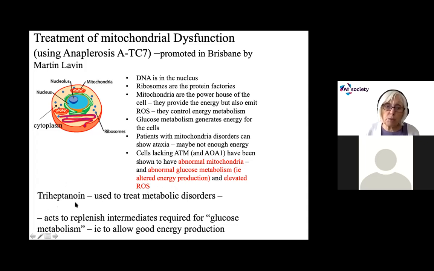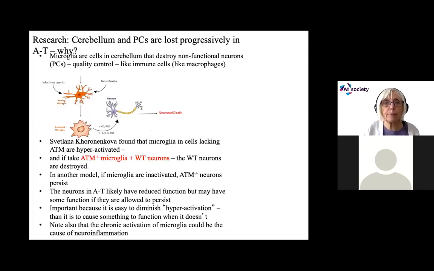So this drug here has been shown, because there's been quite a lot of research into how to treat some of these mitochondrial disorders, and it was able to treat the metabolic disorders primarily, I think, by replenishing intermediates that are required for that energy metabolism. So it allows the normal energy production. And my understanding is this is going to be tried in 80 individuals. Exactly where the trial is at, I don't know. I've just learned this from the web. But if anybody wants to know more, I could contact Martin Lavin.